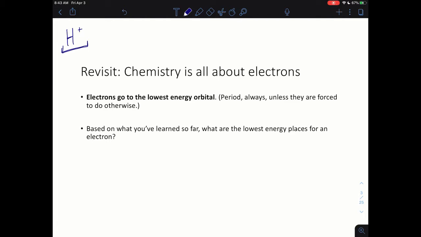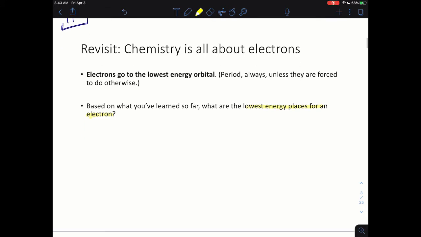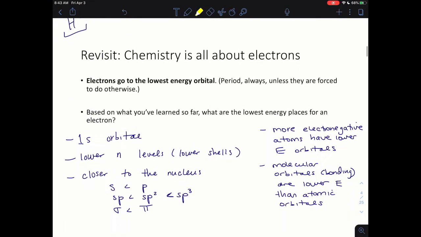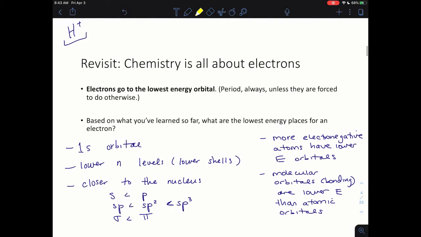So go ahead and pause and see if you can just list the lowest energy places for an electron to go. And then you'll see by the end of this module how this is related to electrons. All right, pause and try. So here's what I came up with.